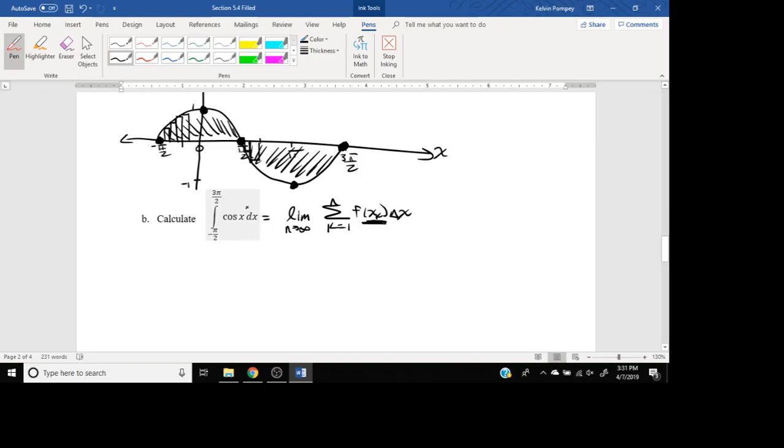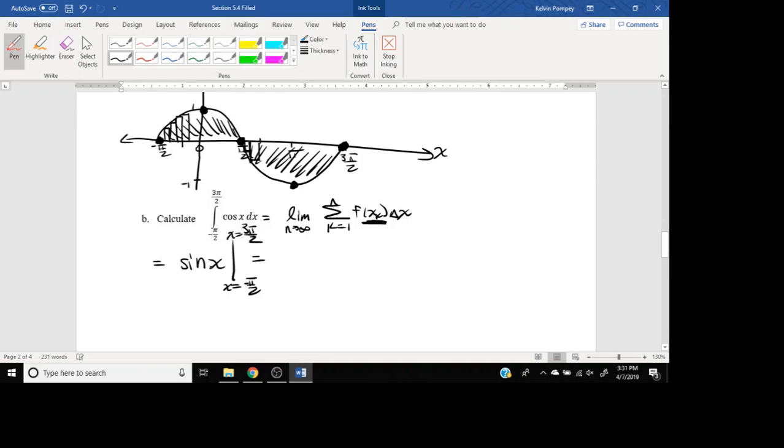Well, we know from the fundamental theorem how to do this. All we have to do is find the antiderivative of cosine, which is sine. So this is going to equal sine of x, but we're going to evaluate at x equals negative pi over 2 to x equals 3 pi over 2.